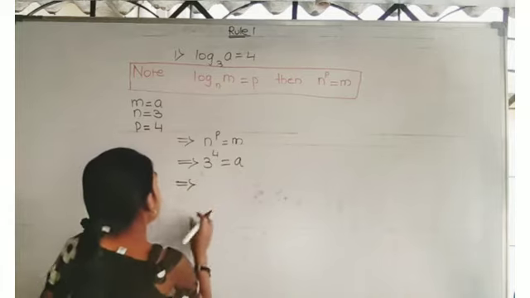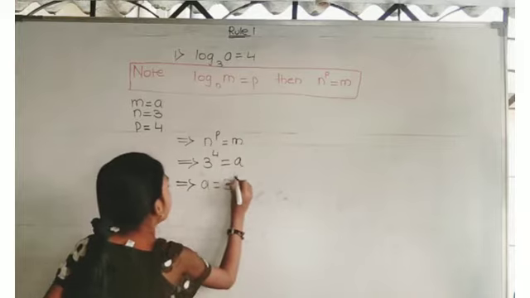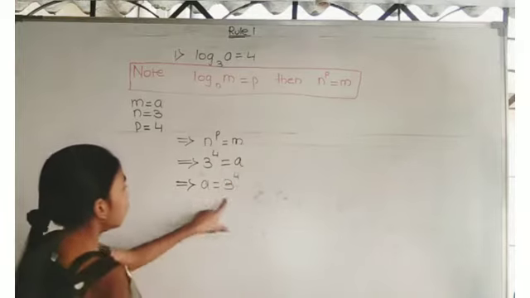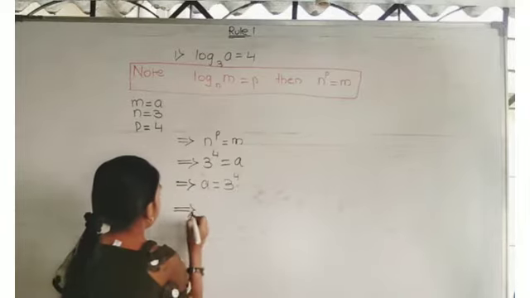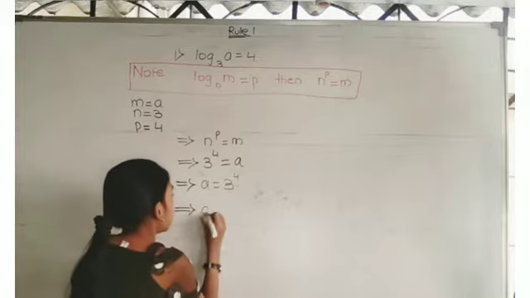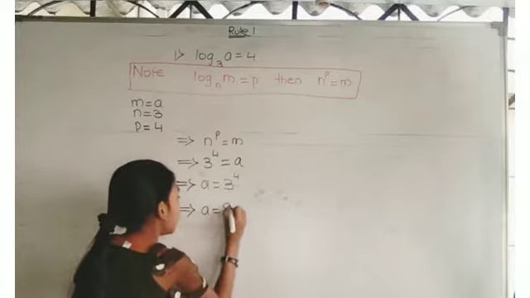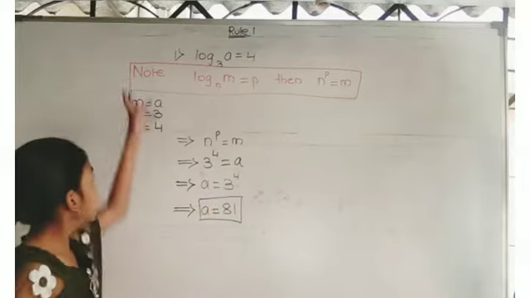Now we will write this in a proper form. A is equal to 3 raised to 4. So when we do 3 raised to 4, we get A is equal to 81. The final answer for this question.